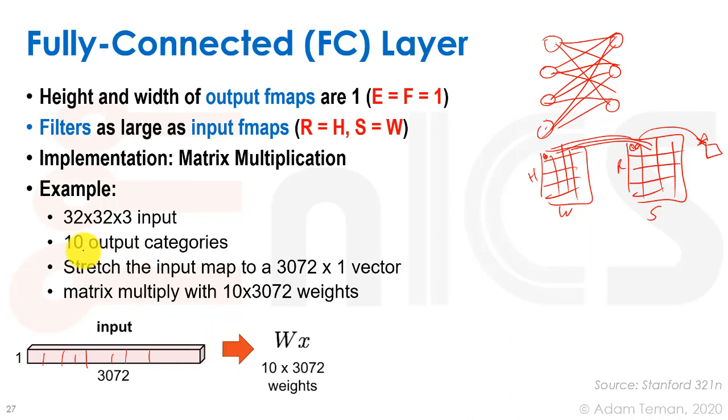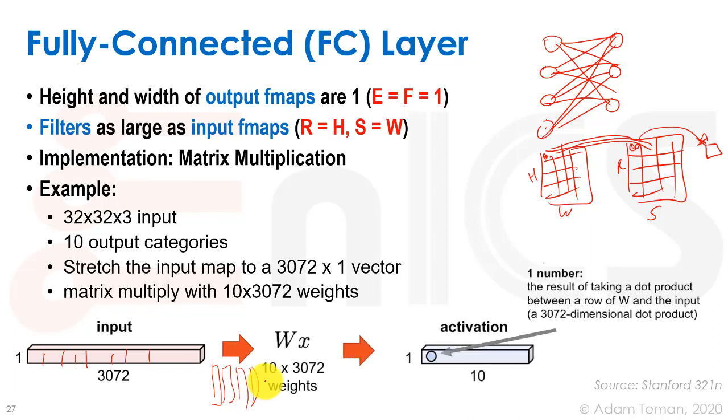Since we want to have 10 output categories, we need 10 filters. So we need a weight matrix that is 10 times 3072. Each one of these will give us one activation, and we're going to have a total of 10 of them. So we do a dot product between our input and each one of these weight vectors, each one of these fully connected filters, and each one of them is going to give us one output. So those are fully connected layers.